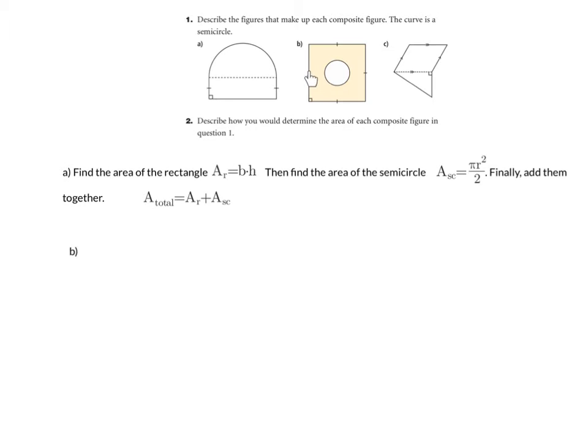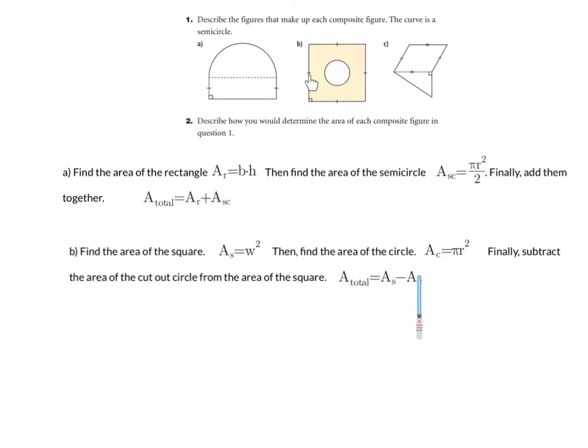Here I would first find the area of the square by doing base times height, or side squared, because both of them are the same. And then I would find the area of the circle. First I'd have to find the radius of the circle, and I would do pi r squared. And then I would subtract the area that I got of the circle from the original area of the square. Right? So it's this full square minus the area of the circle, because it's cut out.